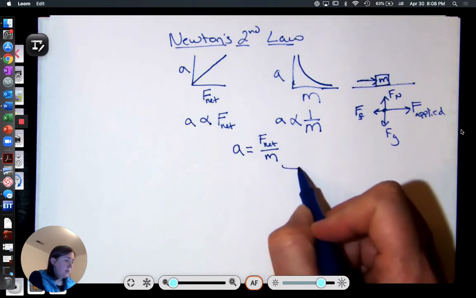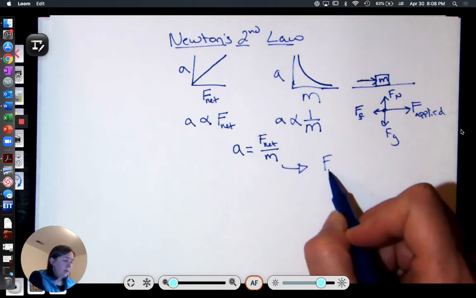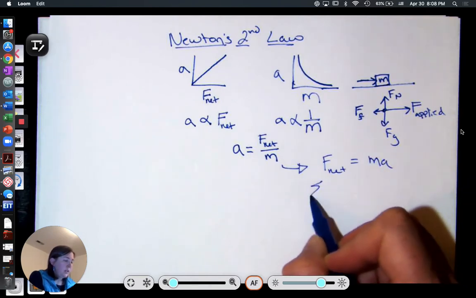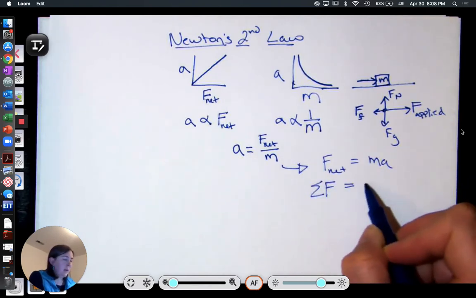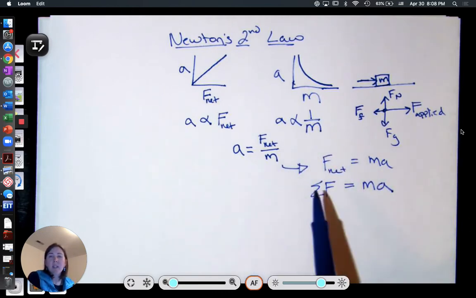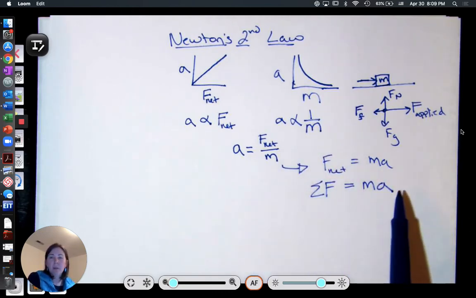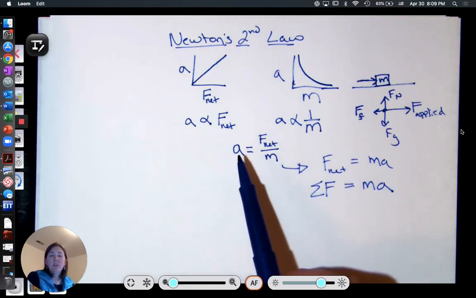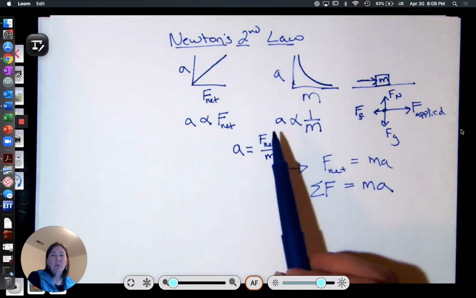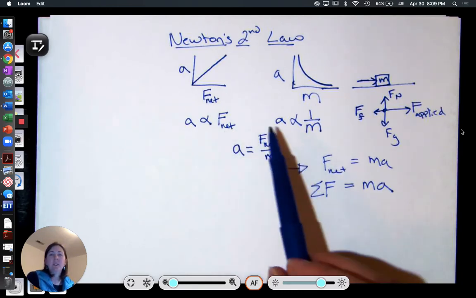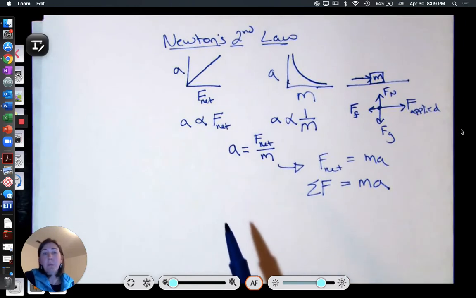Sometimes, or probably more often, you're going to see it this way: F net equals ma, or the sum of the forces is mass times acceleration. I think this is probably the way that I'm going to write it most often, but as we're talking about acceleration, the acceleration is what changes when you change how you push something or you change the mass of it. And so I like to see it like this, because acceleration is often the thing that we measure in an experiment.